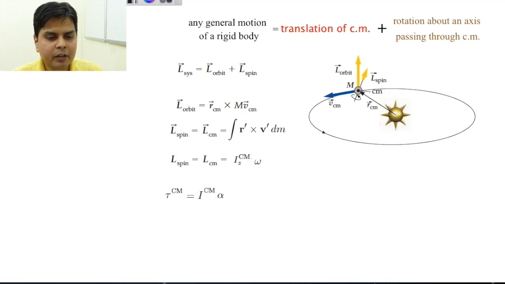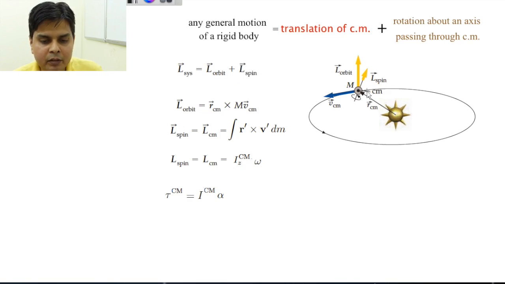I can explain it in a different way also, that any general motion is equal to this thing. If I have been given an arbitrary shaped body, then the total angular momentum of the body, L system, will be L orbital plus L spin. Now you see why I am calling this L orbital or L spin.